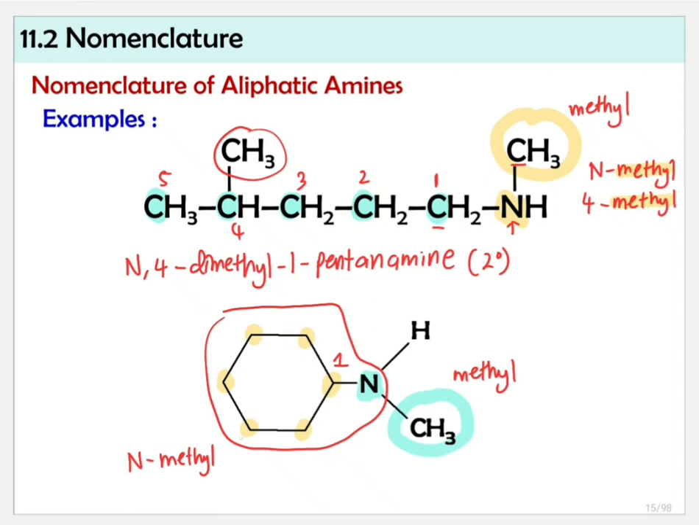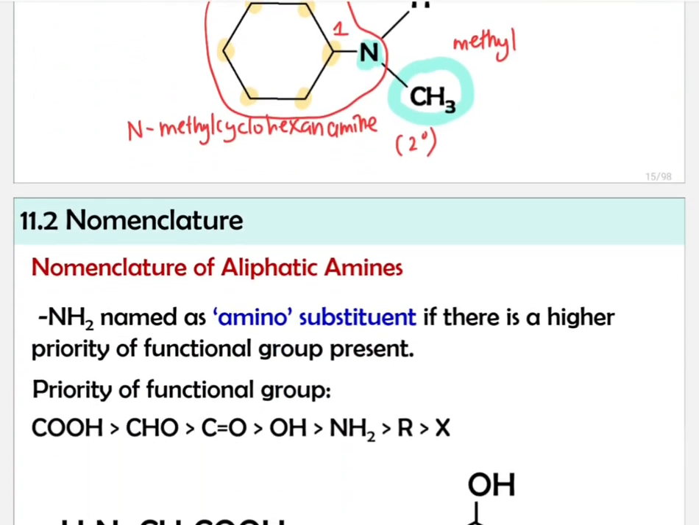So parent adalah ini. Okay, dia adalah cyclic. So, N-methylcyclohexane. Okay, kalau ikut kan cyclohexane ada E kan? So, sekarang E kita dah buang. So, cyclohexanamine. So, that's the full name for this compound. And nitrogen is bonded to 2 carbon. Therefore, this is a secondary aliphatic amine. Okay, jadi ini bukan aromatik tau. Sebab ni bukan benzene ring tau. Jangan confuse. Okay. So, ini adalah nomenclature untuk aliphatic amine.